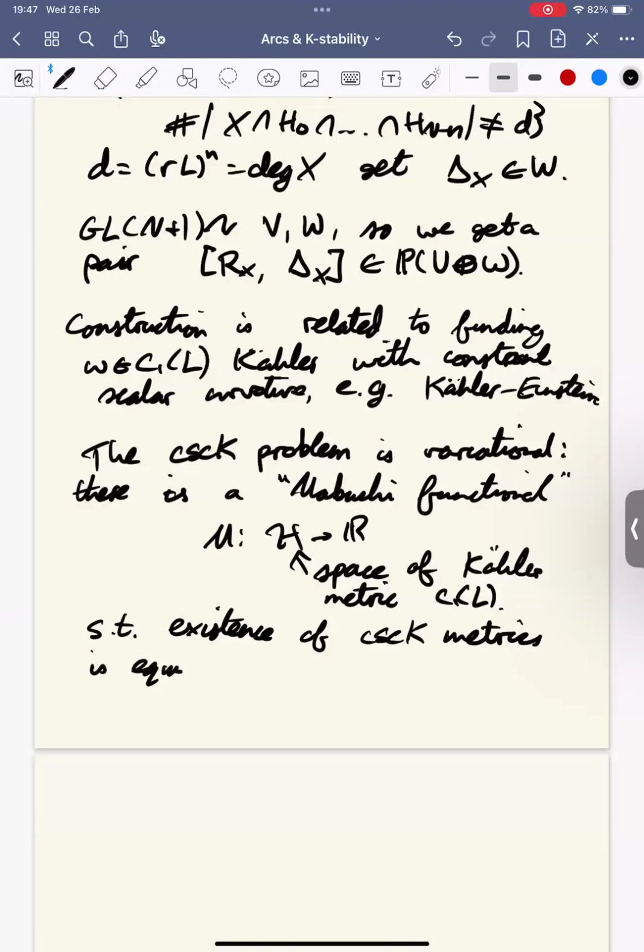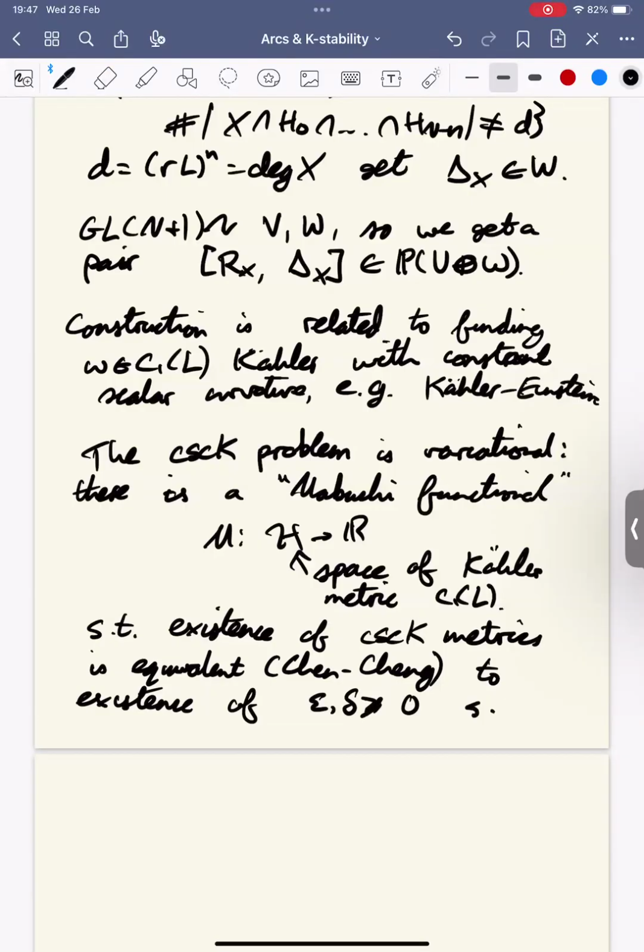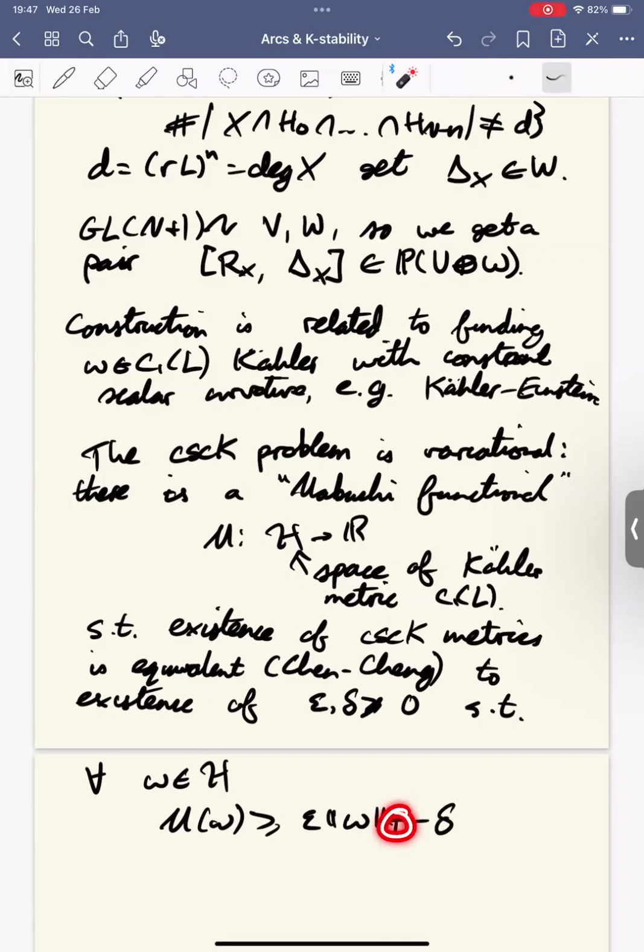So this is equivalent, due to Chen and Cheng, who proved the definitive result, to the existence of epsilon and delta strictly greater than 0, such that for all Kähler metrics inside the space of Kähler metrics, we have something slightly stronger than being bounded below. It's called coercivity. And I won't tell you what this notation actually means, especially what this subscript T means, except to say that T is you have to take into account a maximal torus of automorphisms of your starting variety. So this is a maximal torus.